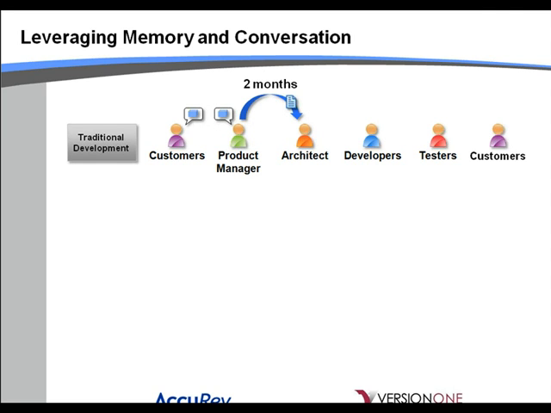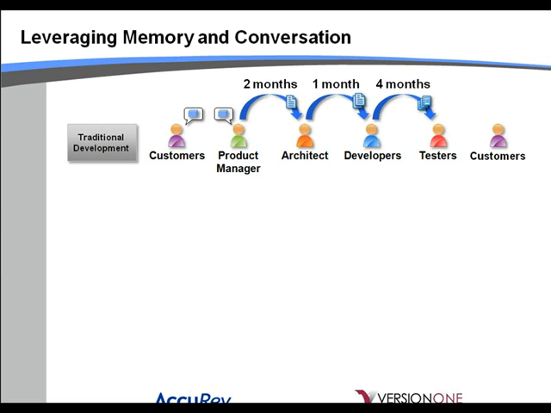So memory is not being leveraged here, and the conversation between the customer and the product manager cannot be easily relayed to the architect. And this happens again between the architect and the developers, and again between the developers and the testers. So the architect works for, and you may have multiple architects, you might not have an architect, but there's a design phase that happens here, resulting in design documents. You go to developers, and that takes a while. Meanwhile, they're working on some other project, or whatever your situation is.